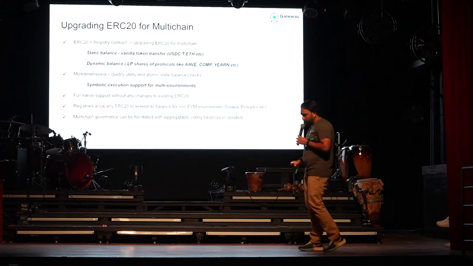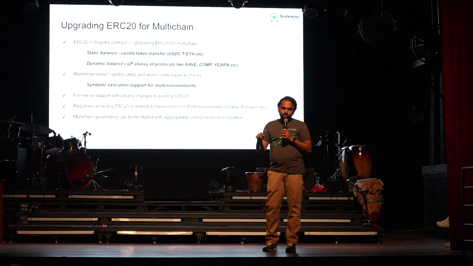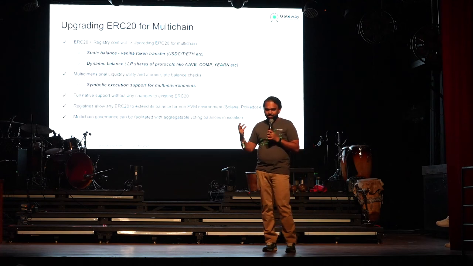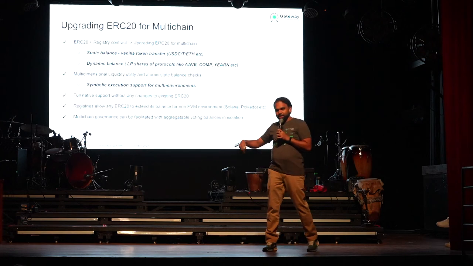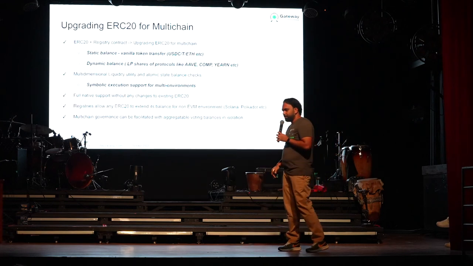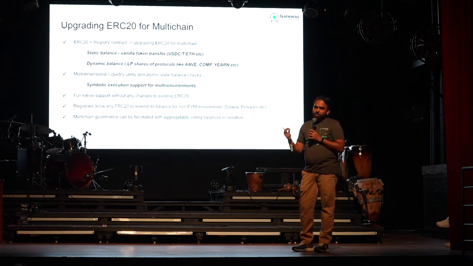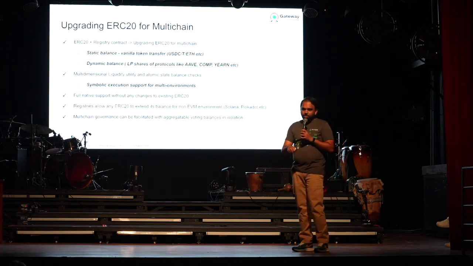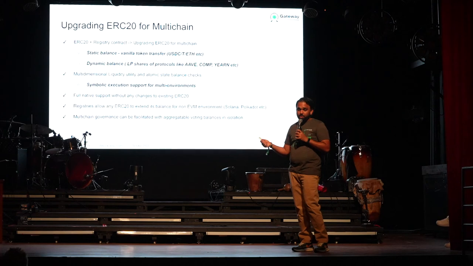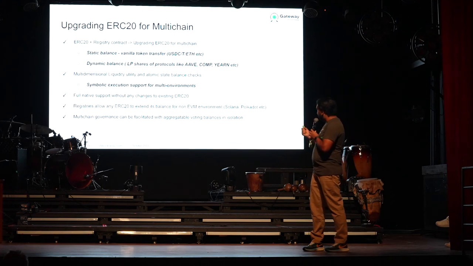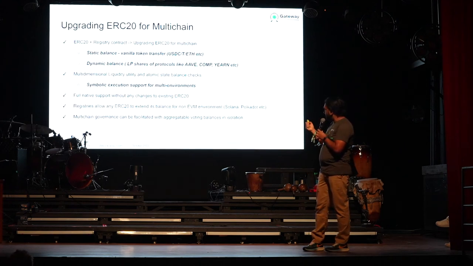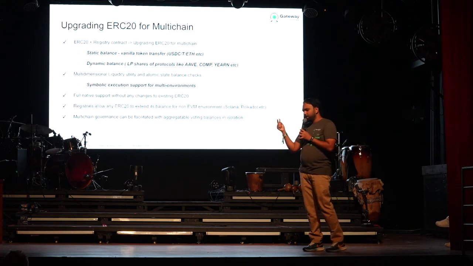Right. So how do we approach this? In our case, we built a very generic ERC20 package that anyone can download and use to upgrade an ERC20 for multi-chain. That's something that we want to release in a few weeks. We're working on it, so this is a work in progress. You have two kinds of ERC20s: vanilla tokens, where you want to take 10 tokens from domain A to domain B, and then dynamic balances like LP shares in Aave or Uniswap. What I've shown on the slides is this kind of dynamic balance, which can go up.